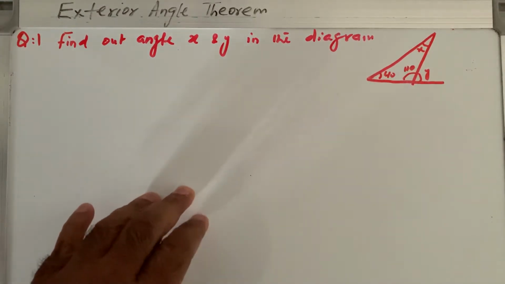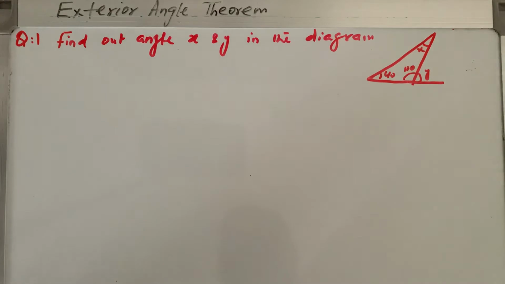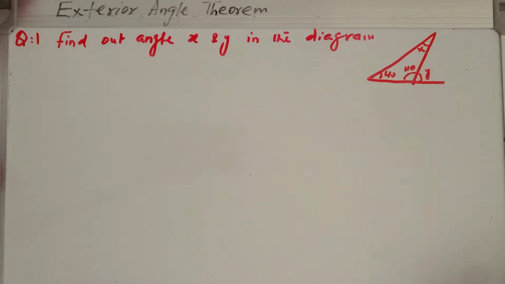One of my remote students has sent me this question. Find out the angles x and y in the diagram. In the diagram, you can see that two of the interior angles of a triangle are 40 and 110 degrees, and we need to find angles x and y. To begin the solution, we have to deal with the exterior angle theorem.